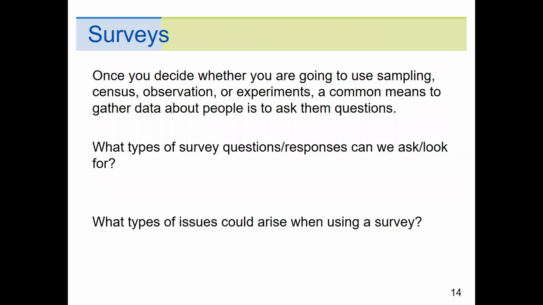Oh boy, where did I go? Once you decide whether you're going to use sampling, census, observation, or experiments, a common means to gather data is to ask questions. What types of survey questions or responses can we look for? That's one issue that we might have. So we've got to think about the types of survey questions, and what response we could look for, ask for, etc. So there's all kinds of different things.